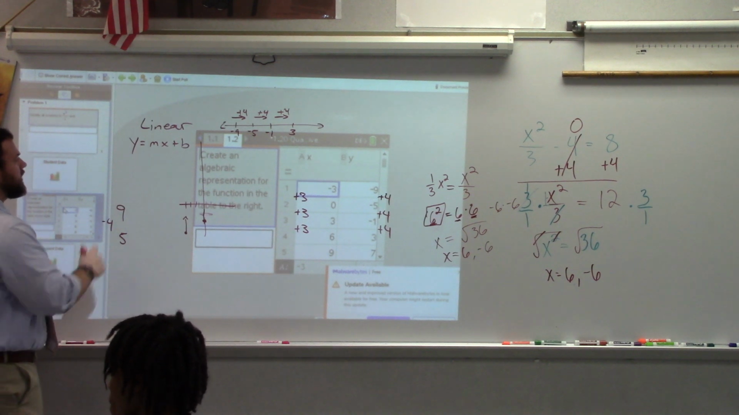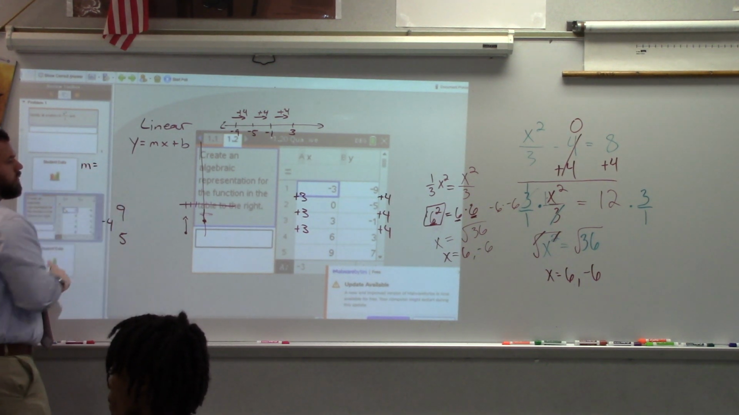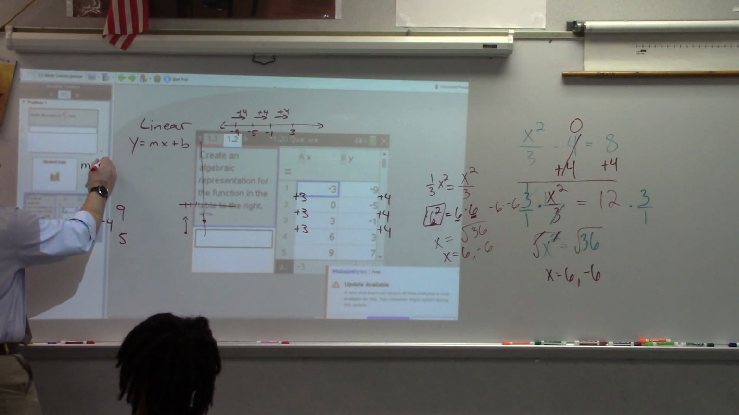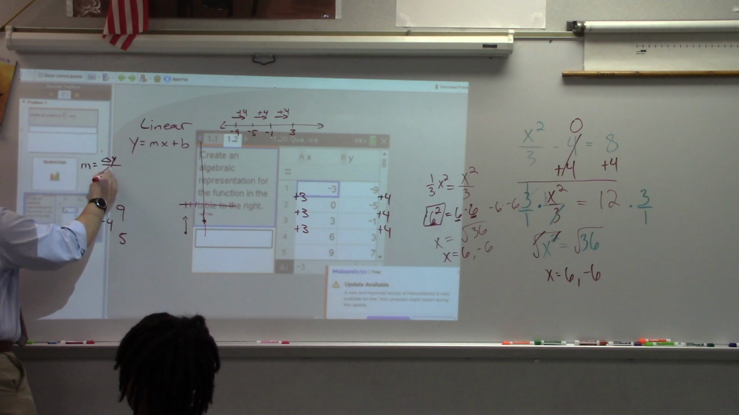Ishmael, how do we calculate slope? A lot of us told me on the graphic organizer that slope is the additive rate of change, and that is correct, but there's more to it than just that. You gotta know how we calculate slope. Change in y over change in x. Say that one more time. Change of y divided by change of x.